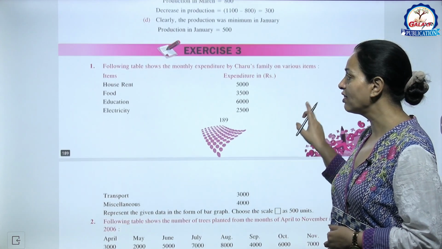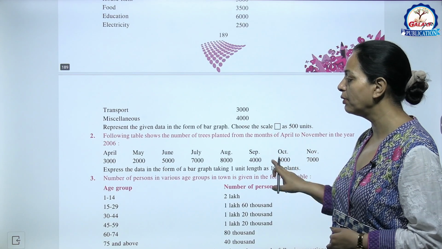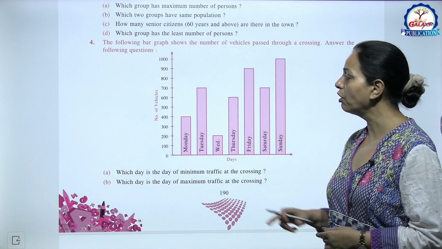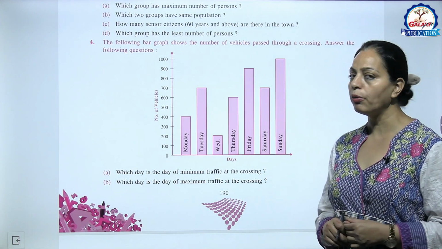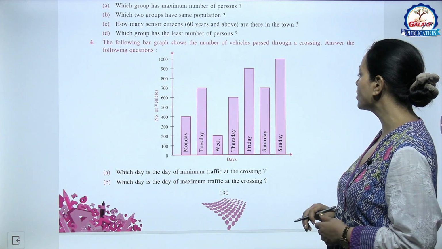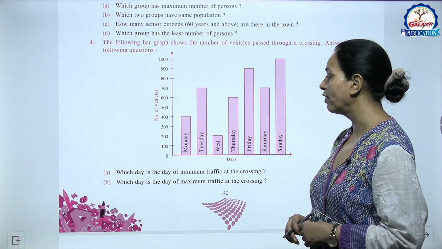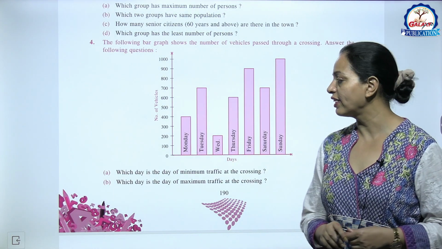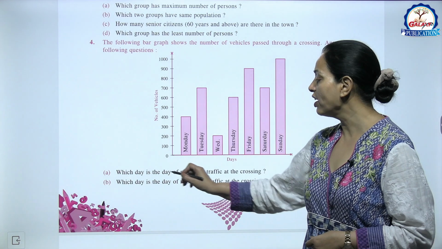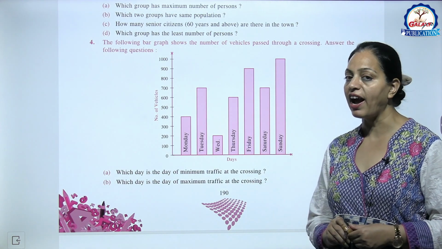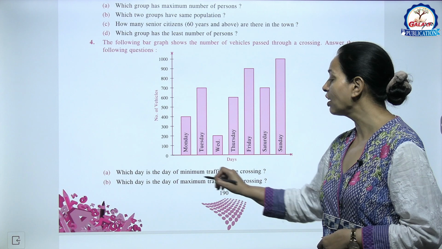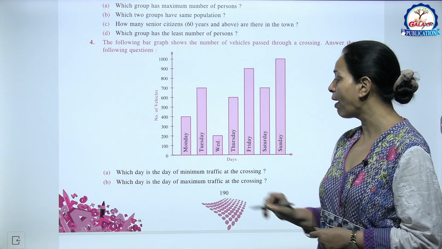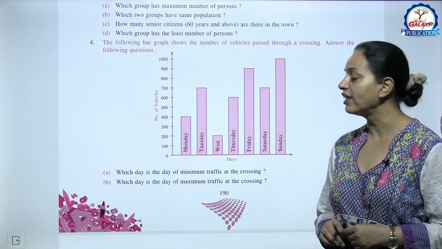Now come to exercise 3 based on such type of examples. So you can try these ones. So now see the fourth question. The following bar graph shows the number of vehicles passed through a crossing. Answer these questions. So here days, Monday to Sunday, and here number of vehicles. So here A part, which day is the day of minimum traffic at the crossing? सबसे कम traffic कौन से दिन? So you can see the bar. This is the smallest bar. So that is the Wednesday.